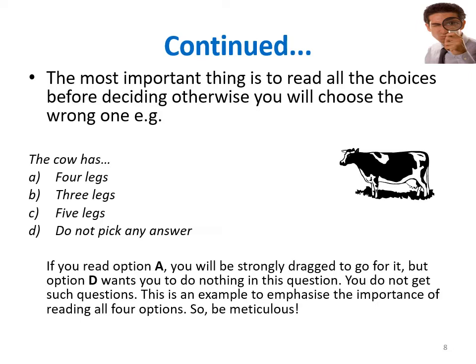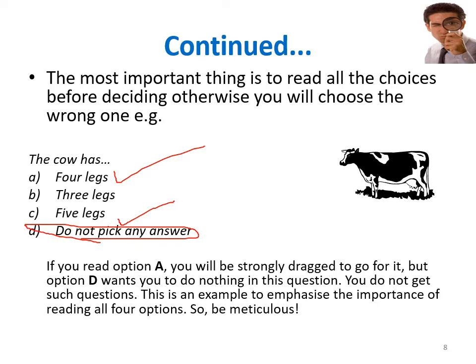For example, the cow has four legs. Obviously everybody knows that the cow has four legs, and that seems to be a perfect answer. This is the correct answer in this context, but this is MCQs. Remember, three legs no, five legs never. Do not pick any answer, and this is the right option. Why? We know that there is no question about the cow having four legs or not. If you read option A, you will be strongly dragged to go for it. But if you read all these options, the last one is do not pick any answer.